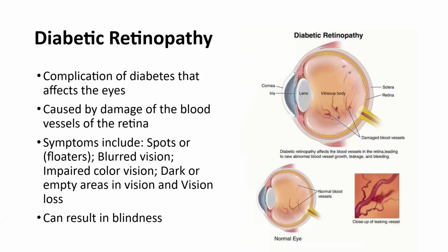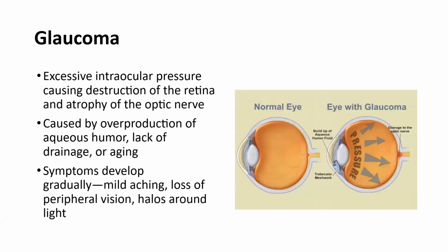And then we have our diabetic retinopathy. This is going to be complications of diabetes that affect the eye. This is caused by the damage of the blood vessels of the retina. So sometimes you can see those floaters, you'd have blurry vision, impaired color vision, dark or empty areas in the vision, and vision loss. As time goes on, this can result in blindness. There's not really a cure for it. You just have to deal with it, and as it gradually gets worse, it can lead to that blindness.